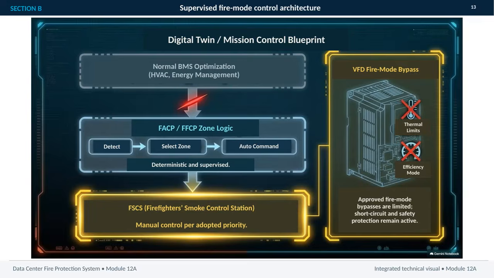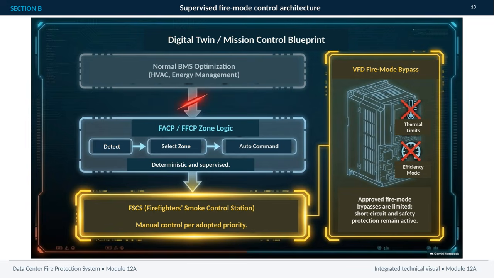This slide presents a supervised fire mode control architecture, organized around a digital twin and mission control blueprint. It distinguishes normal building management from fire response logic. Under normal BMS optimization, the system manages HVAC and energy efficiency. When the fire alarm or fire protection logic identifies an event, the sequence becomes more deliberate. Detect the condition, select the affected zone, and issue an automatic command. The important principle is that these actions are deterministic and supervised.